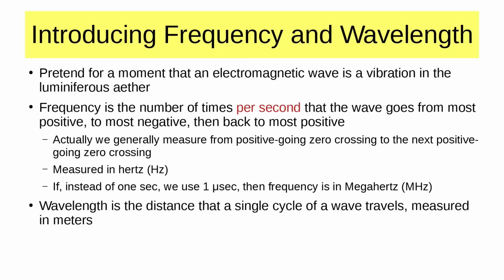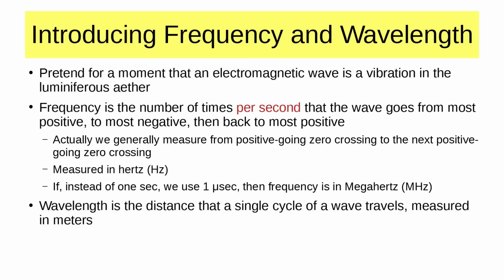Now, as a convenience factor, I'm just going to toss this out here. If instead of 1 second we use how far light travels in 1 microsecond, then for any calculations we do using microseconds instead of seconds, the frequency will be in megahertz. 1 microsecond is a millionth of a second, and a megahertz is 1 million hertz, or vibrations, or cycles.